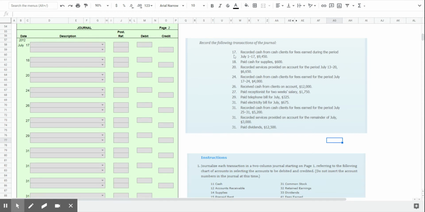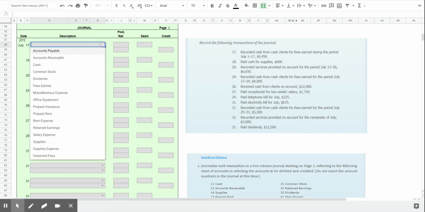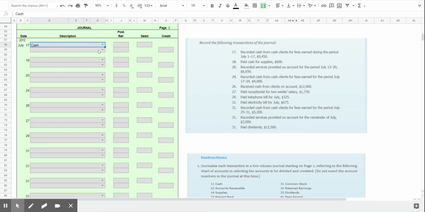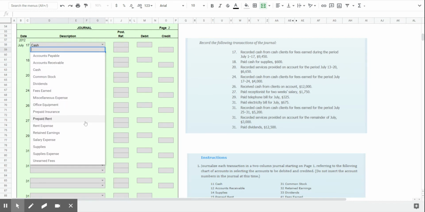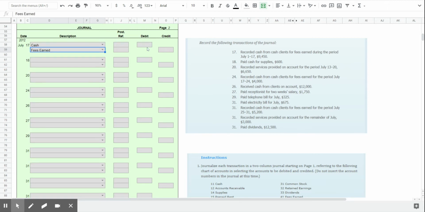So looking at July 17th, it says we recorded cash from clients for fees earned during the period. So we received some cash. And why did we receive that cash? Because we earned some fees. We did whatever it is that we do. And so our revenues, there it is, fees earned, is also going to increase. Our cash increases by $94.50. Our revenues also increase by that same amount.